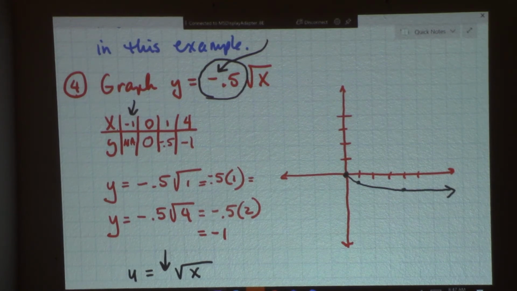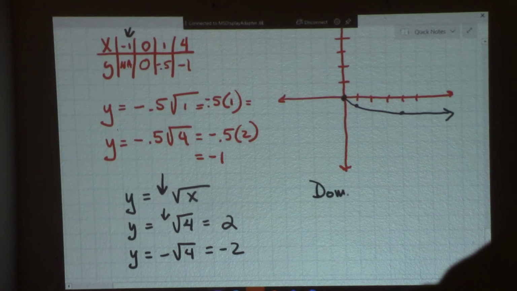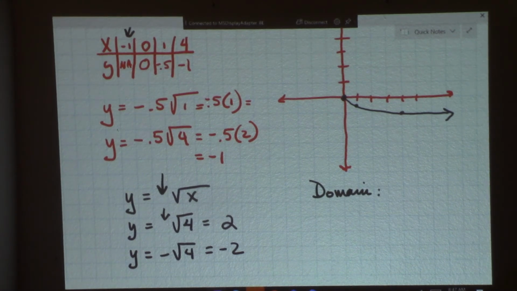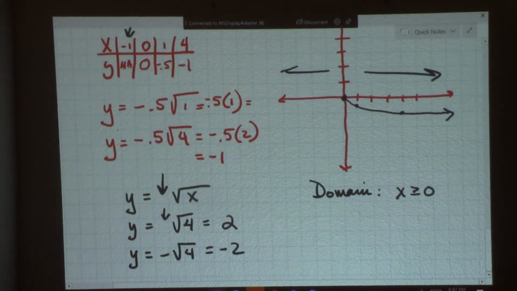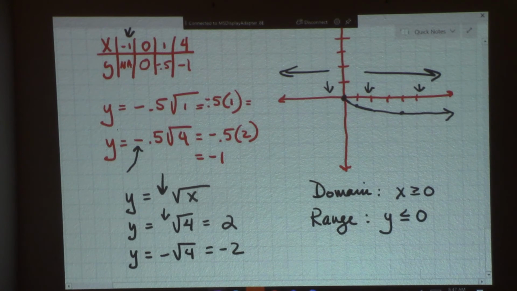Okay, let's see what else is on the paper. So let's figure out the domain. All right, the domain is going to be the same. You can see from the graph we only have positive numbers and no negative numbers. All right, how about the range? And this is where there's a little change. All of my graph is now below 0, and that's because of the negative sign in front. So I'm going to have y is less than or equal to 0. And that can go on in this direction forever.